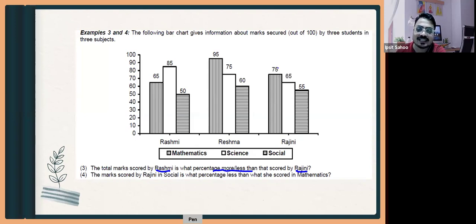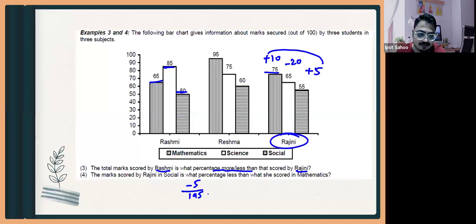So that is 75 and 65, that is 140, and 55, that is 195. And how much more or less? If you see, this is 65, this is 75, this is plus 10, and this is 85 and this is 65, so can you say this is minus 20? I'm just calculating the delta for Rajni. And this is 50, this is 55, so this is plus 5. So plus 15 and minus 20. Can I say the delta is minus 5? Minus means Rajni will be 5 less on a base of 195.